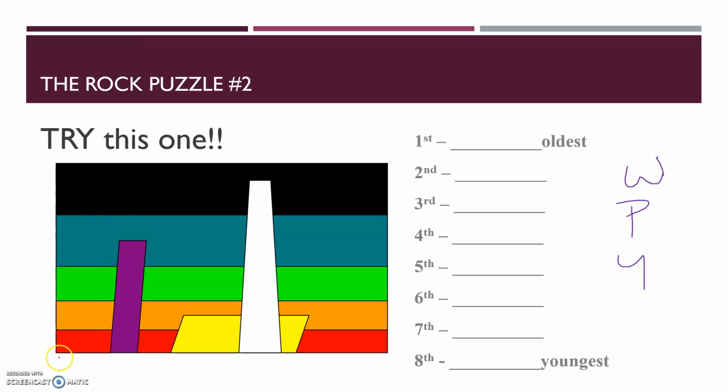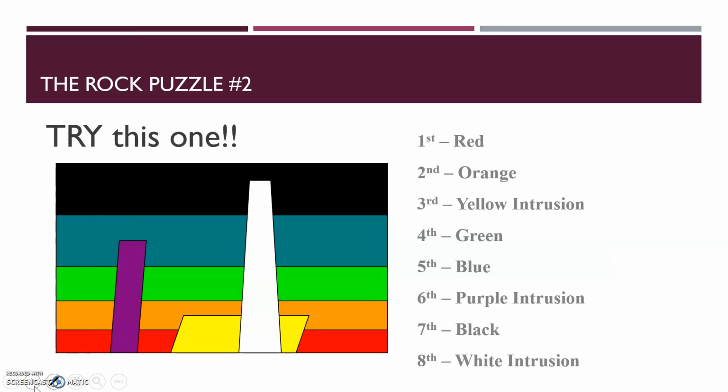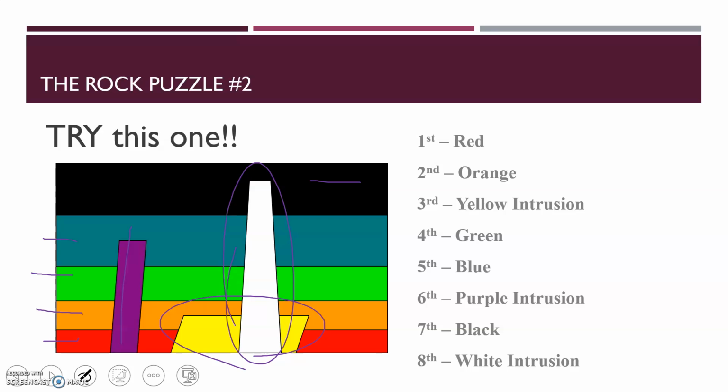All right, so our oldest is still going to be red, followed by orange, but then we have that yellow intrusion coming in. Because remember, when the last one's there, that tells us our intrusion has to happen. So clearly yellow happened when orange was the last one. All right, then we had green, then we had our blue or blue-green. Then when it was the last one, we had purple, then we had black, and then last was our white intrusion because it intruded into the very last color in the chart.